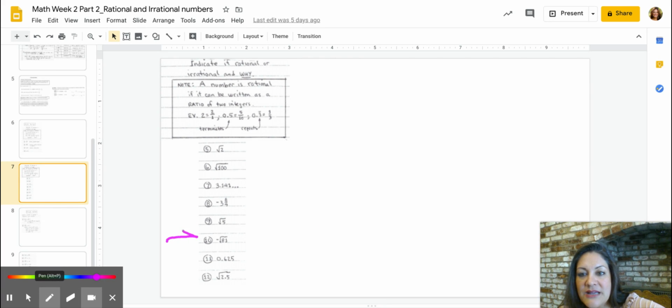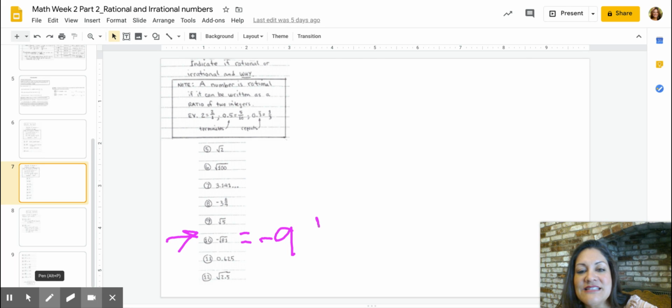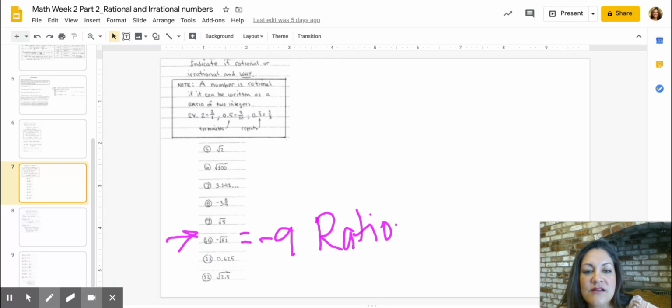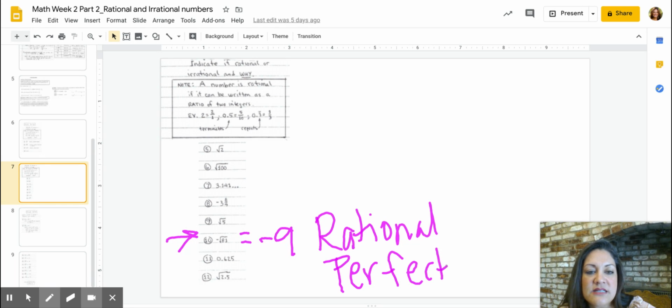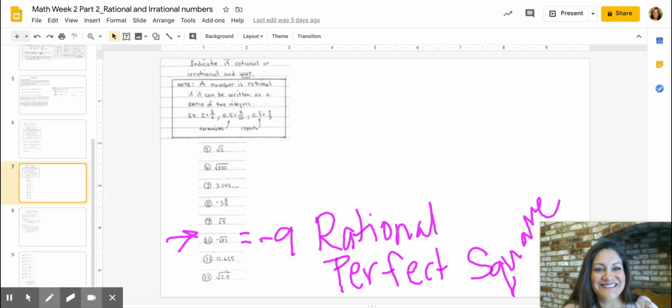Okay. Next one. This is the opposite. So negative square root of 81 equals negative 9. It is rational because it is a perfect square. Rational, perfect square. There. Oof! Sorry. Right.